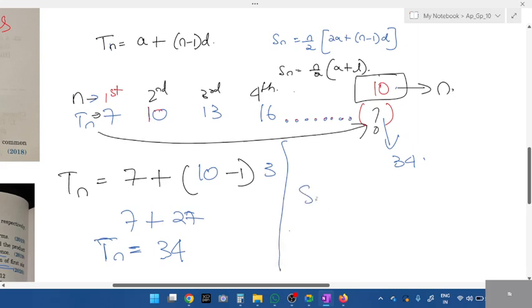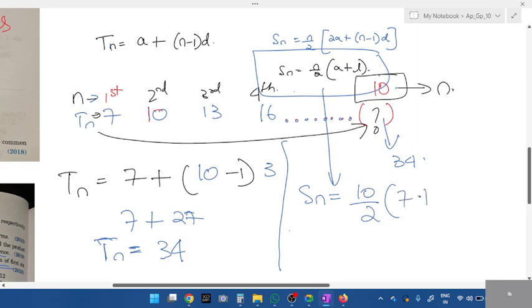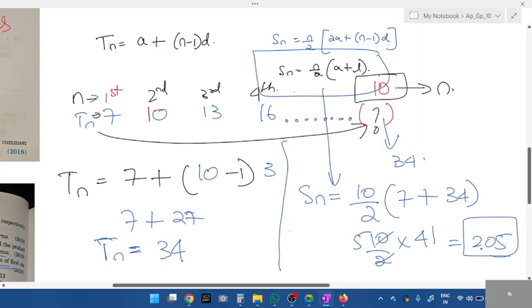Now let us find the sum, students. If you know n value, we can directly use this formula. Tell me what is n? n is equal to 10 divided by 2. What is a value here? Respond. 7 plus, what is L value? Last value we found. What's the last value we found? 34. So 10 divided by 2 into 7 plus 34 is 41. 5 4s are 20. What's the answer, students? 205.